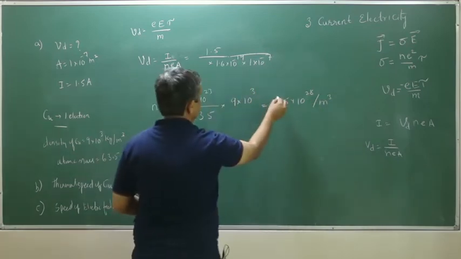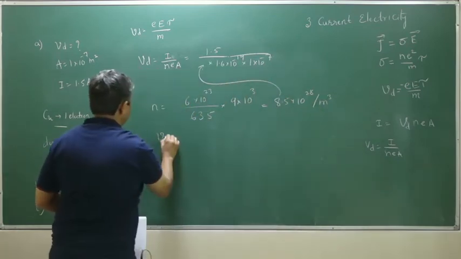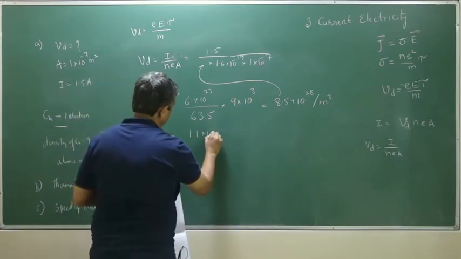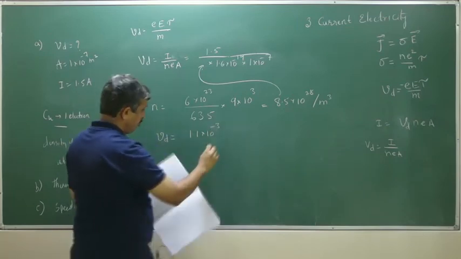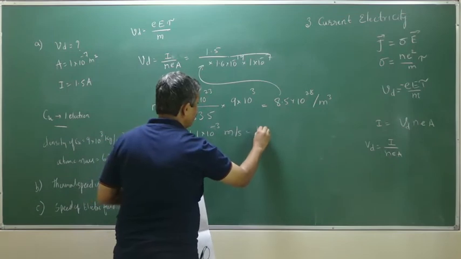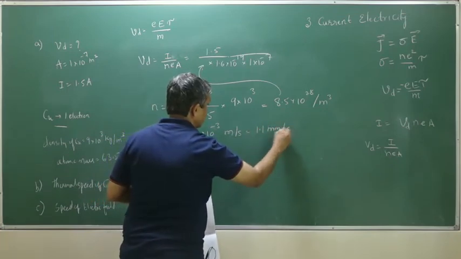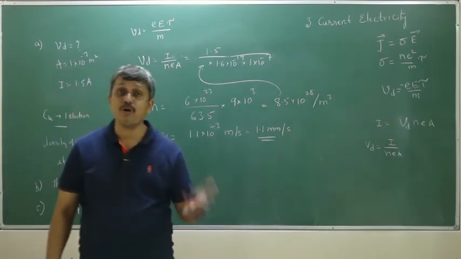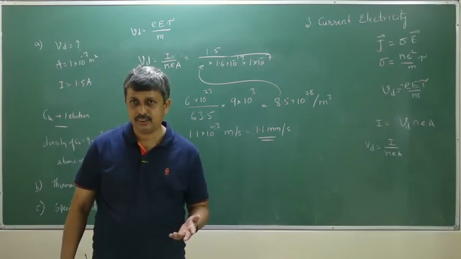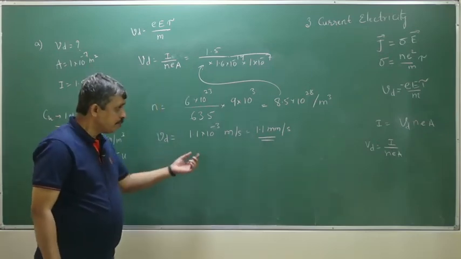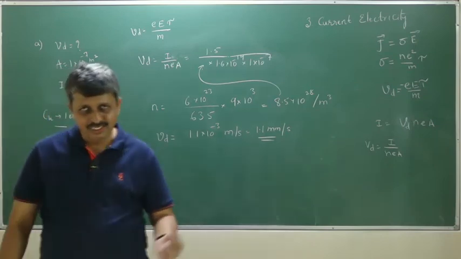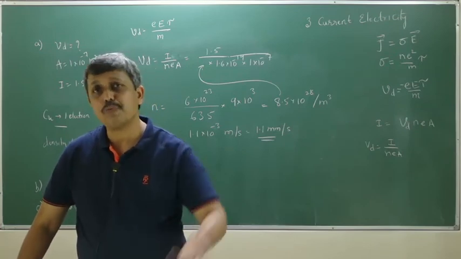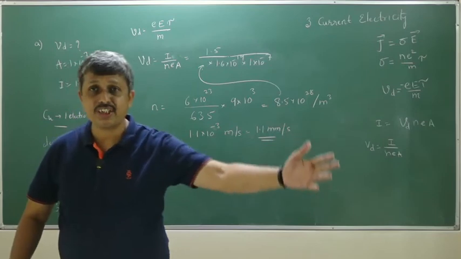If you substitute into this and calculate, you get Vd as something like 1.1 into 10 power minus 3 meter per second, or we can say 1.1 millimeters per second. You will be surprised to see the drift velocity is so very small. Just 1.1 millimeter per second, it is drifting like this. So does that mean that current takes so much time in one big conductor to reach the other side?